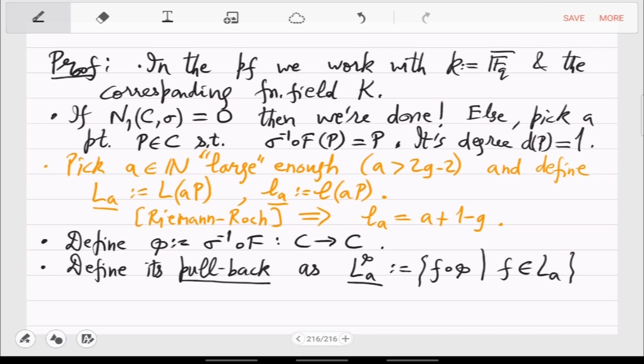You can also think of LA phi as just another vector space of functions because both of them are on C, the curve is the same. And then phi is sort of like sigma inverse of f. The f of some point will take it to a raised to 1 by p, right? On the point, it's kind of inverse, so it's Q inverse.